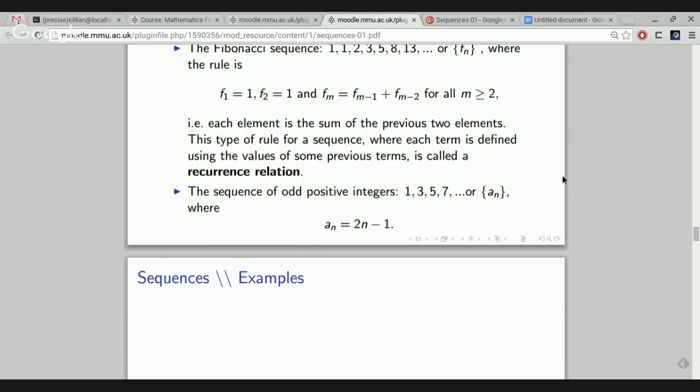If you wanted to capture the odd positive integers with the value of the subscript n starting at 0, then you'd need the formula 2n plus 1. So that the first element, the 0th element, would be 1. The second element, the 1st element, where the index is 1, will give you 3.